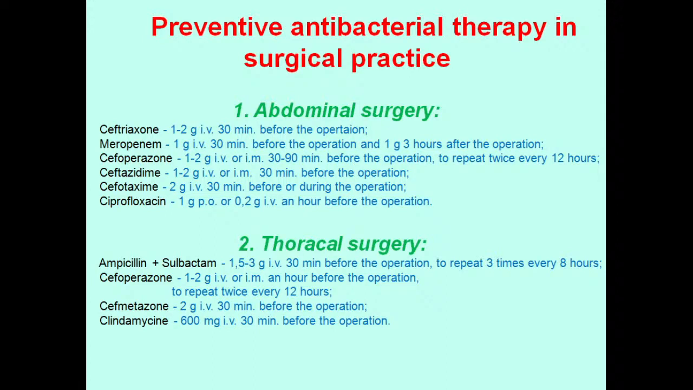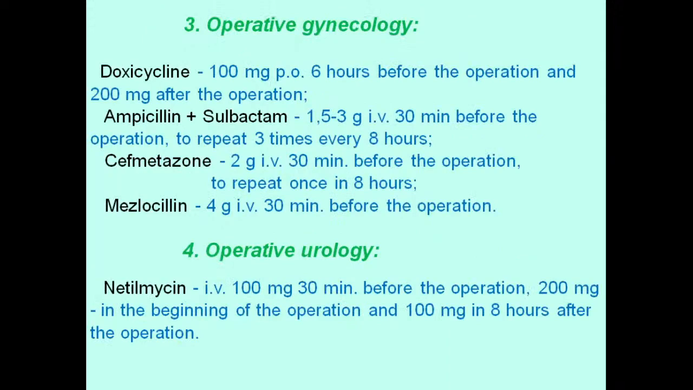You can read the following information. The lecture is over, but these are examples of usage of antibiotics for preventive antibacterial therapy in surgical practice. Not for treatment, but for prevention, before operation: for abdominal surgery, thoracic surgery, operative gynecology, and operative urology.